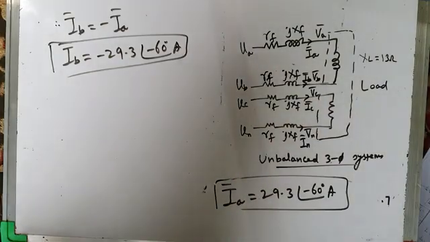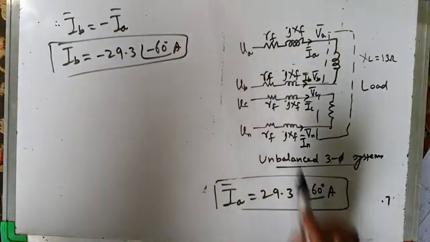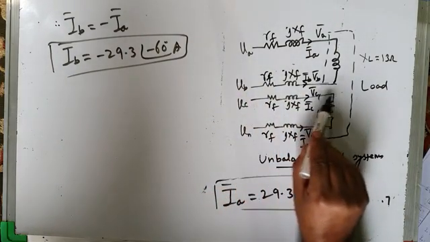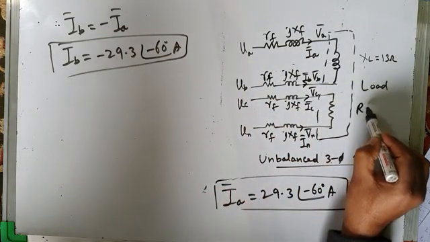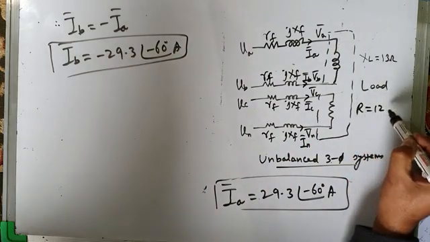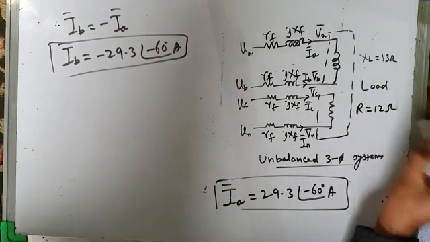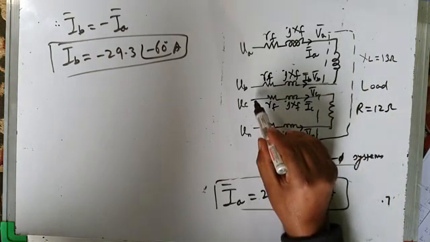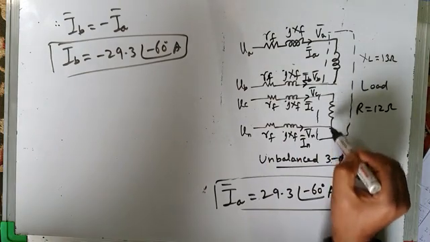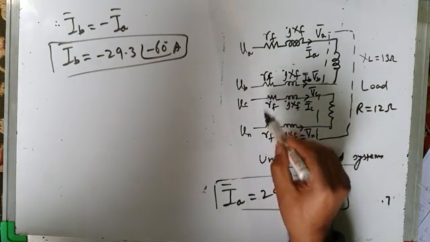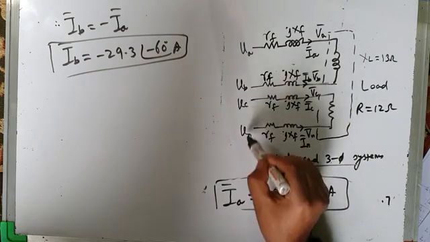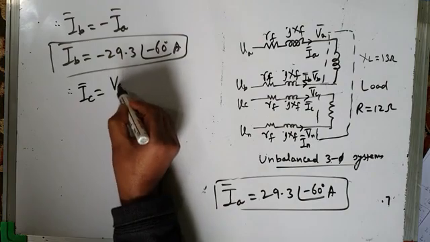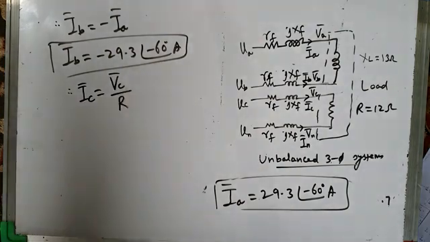So that means my IB is the same as IA. Now I have to find IC. IC is the current flowing in this line. In this line you have a load which is resistive in nature, with an ohmic value of 12 ohms. And you can see this load is connected between phase and neutral. So which voltage will get applied across the load? It is not the line to line voltage, it is the line to neutral voltage, VC. So line current IC will be equal to VC by R.